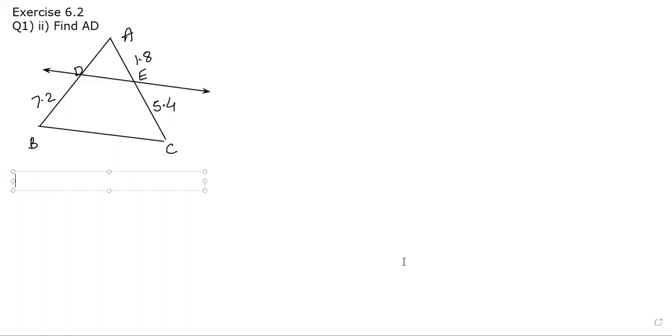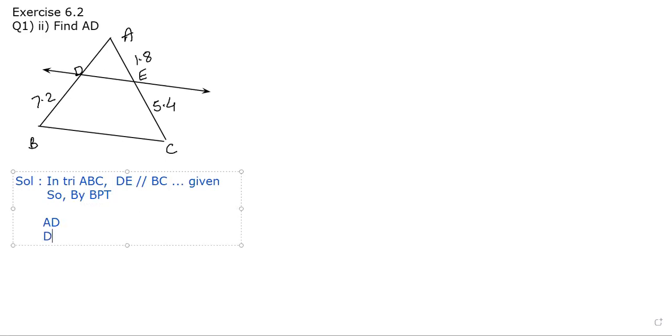What are we going to write? In triangle ABC, DE is parallel to BC, given. Therefore, by BPT, AD upon DB is equal to AE upon EC. Correct. AD upon DB is equal to AE upon EC.